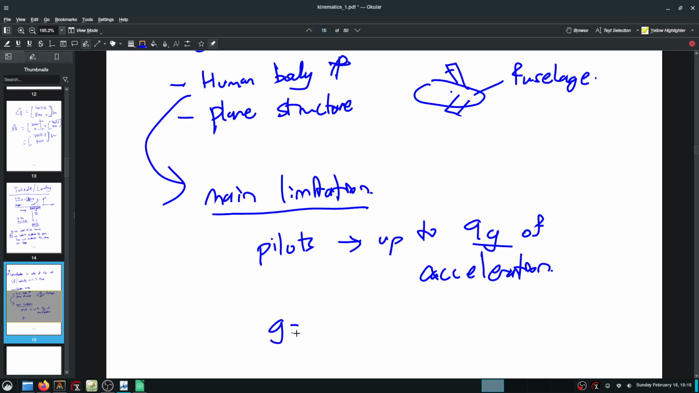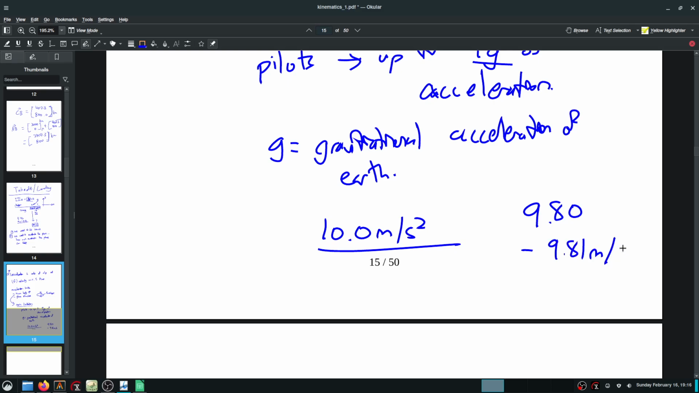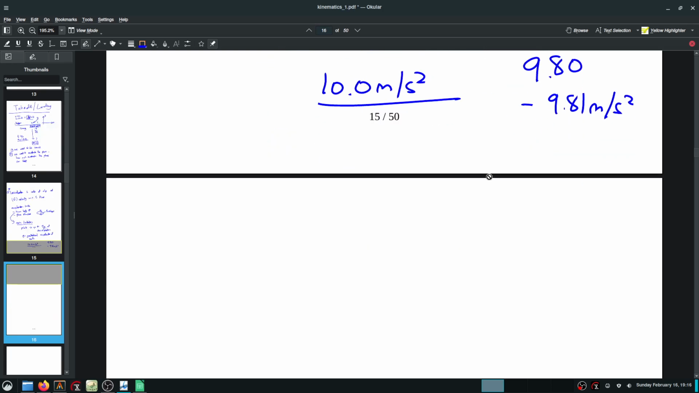What is 9G? G is the gravitational acceleration of Earth. A lot of times the easiest number to remember is 10.0 meter per second square. But this is a very rule of thumb number. The closer number is something like 9.80 to 9.81 meter per second square, and this also actually depends on where you are on the Earth, because the Earth is actually spinning.